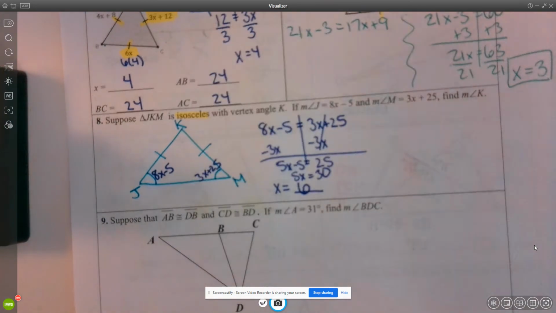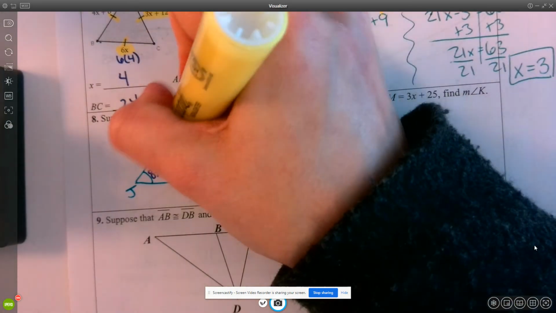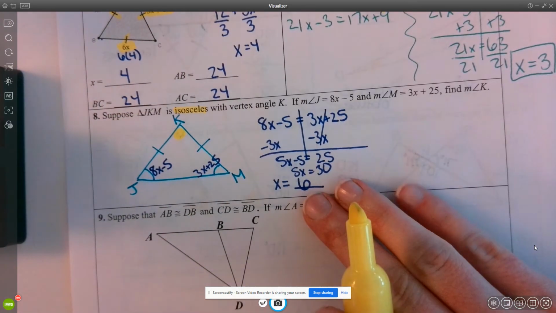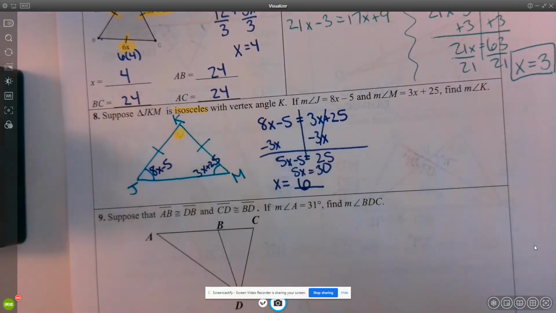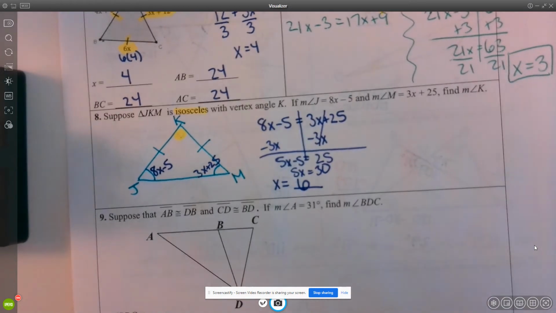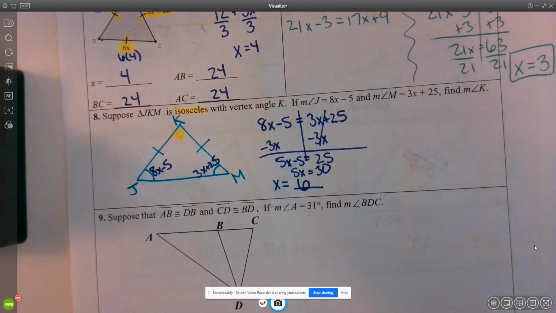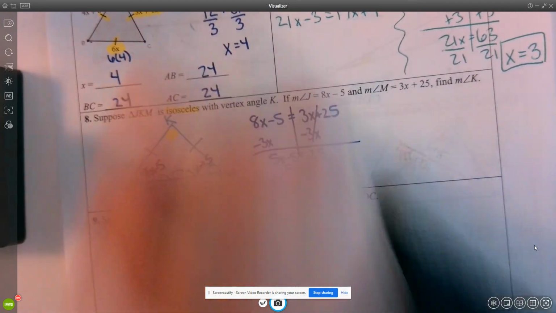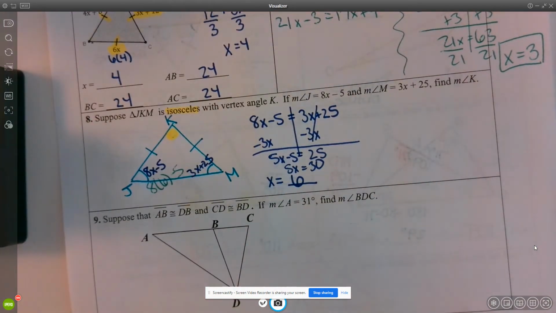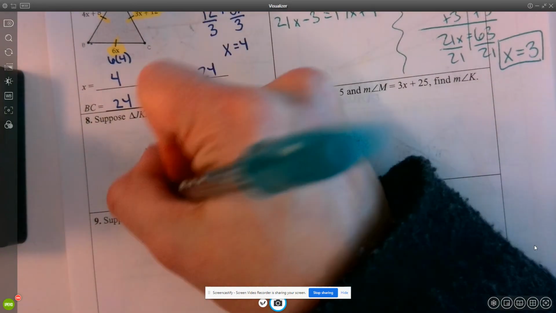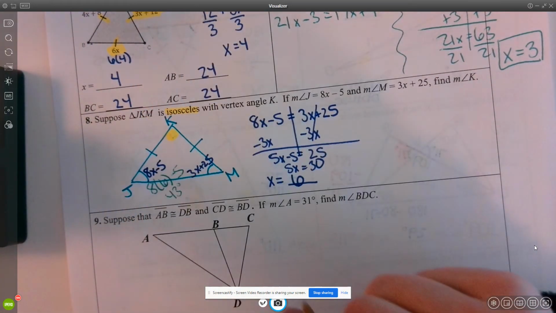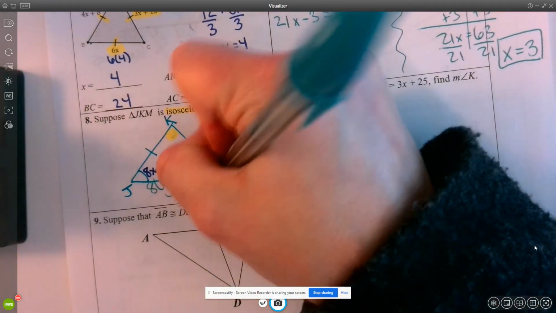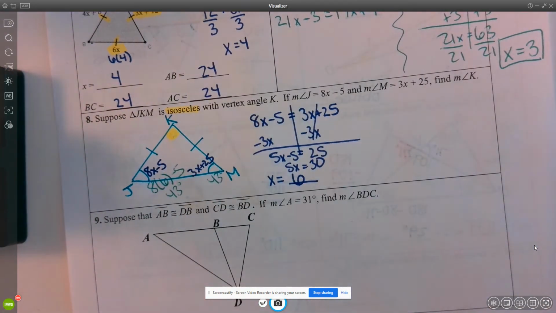Now remember, I want to find the measure of angle K. So first, I need to take my x value and plug it in to get the measure of angle J and angle M. When I plug in 6 for x, 8 times 6 minus 5 is 43. This angle must also be 43 degrees since they are congruent.